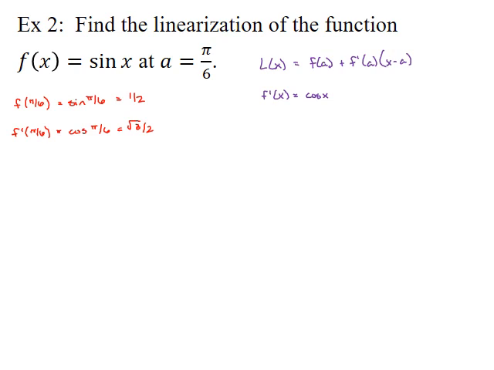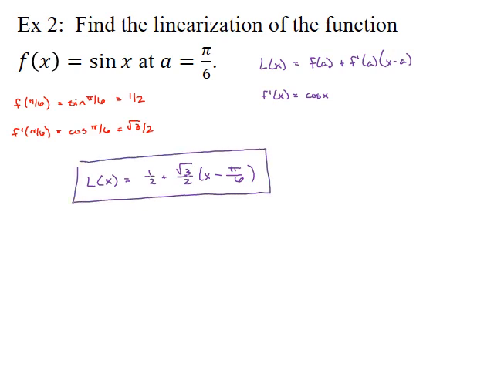Now I know enough to plug my numbers in, so I can say that L of x is equal to my f of a value, which is the 1/2, plus f prime of a, which is root 3 over 2, times x minus my a value, which is pi over 6. It didn't ask us to approximate anything, so on problems like this, like I mentioned, this is kind of like your quiz, you're done. That's all it takes is to find a linearization of a function.